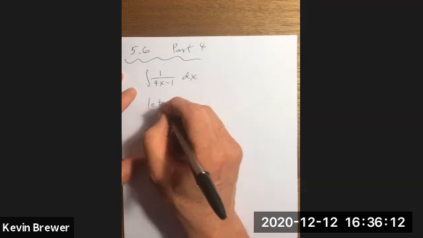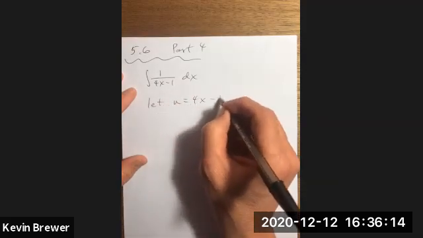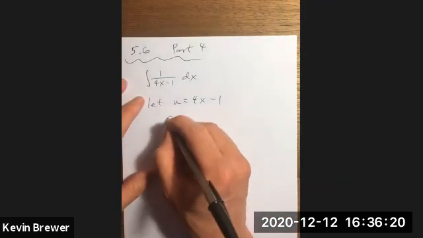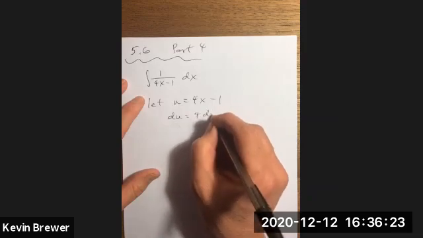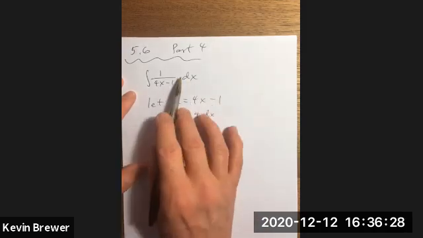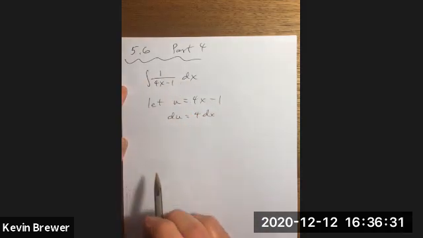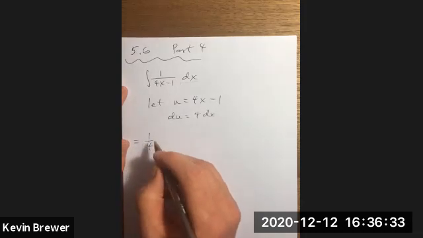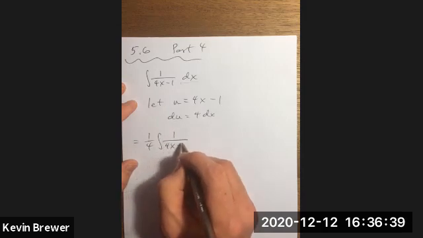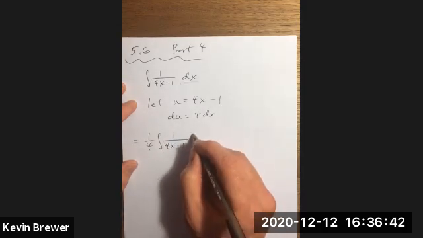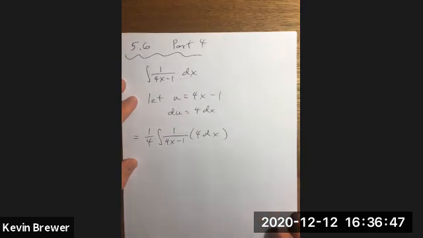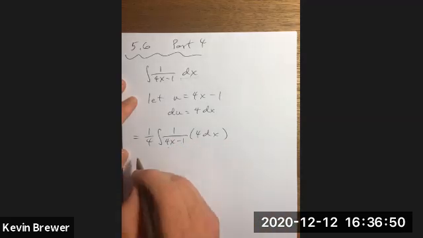So that's u equal to 4x minus 1. Then du is 4 times dx, which is not what we want to see there. We want to see a 4 here, so we have to make up for that by putting a 1/4 here. So the whole thing is then 1/4 times the integral of 1 over 4x minus 1 times 4 dx. Now it looks exactly the way we want it to look.